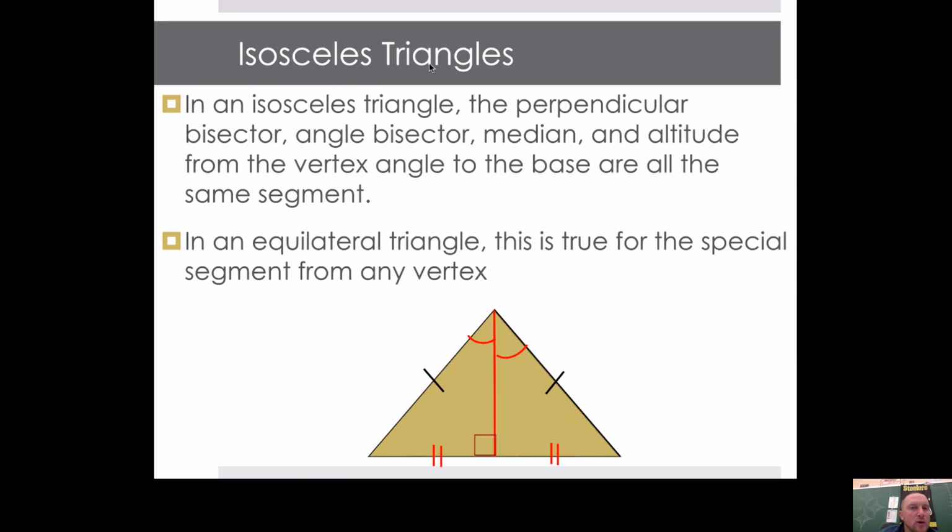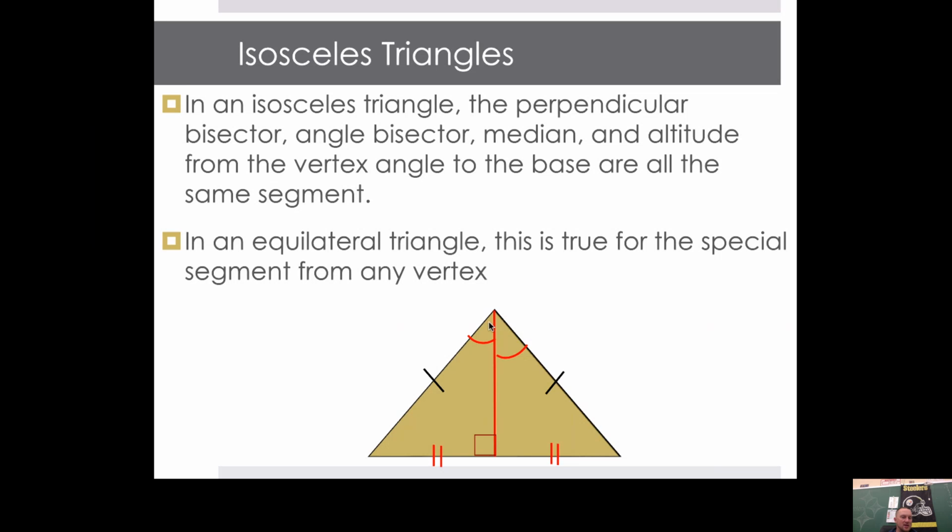Let's take a step back and look at isosceles triangles again. In an isosceles triangle, the perpendicular bisector, that would be this guy because it touches this midpoint at a right angle. The angle bisector, that's this guy because it splits this angle. The median touches the vertex and this midpoint. And the altitude touches the vertex at a right angle. They're all the same segment.